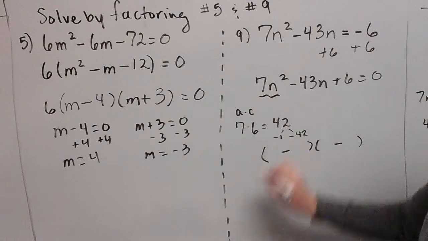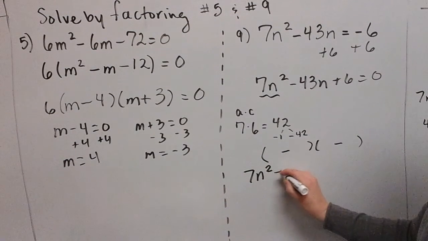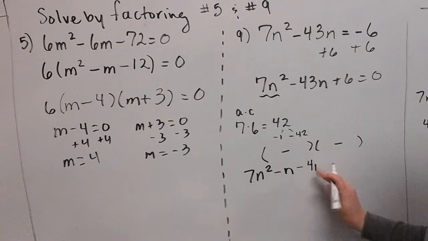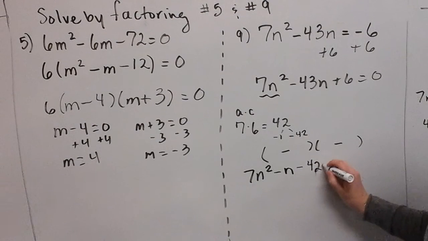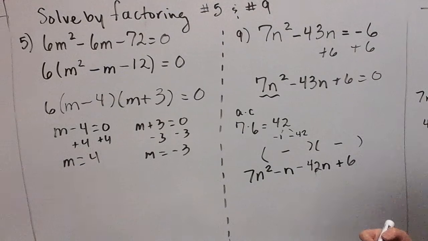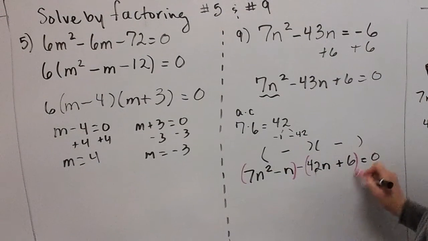So I keep my first term, 7n squared. Now I split the middle term, minus 1n, minus 42n, and then plus 6. And it still equals 0. Then what I do is break it into groups. So I'm going to factor by grouping here. First group, second group.